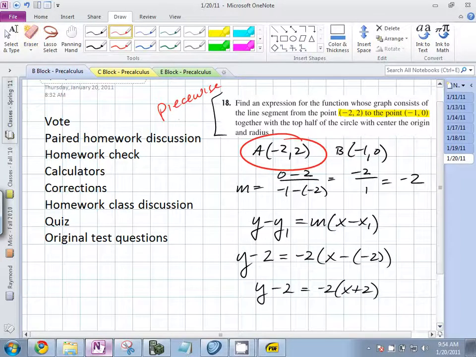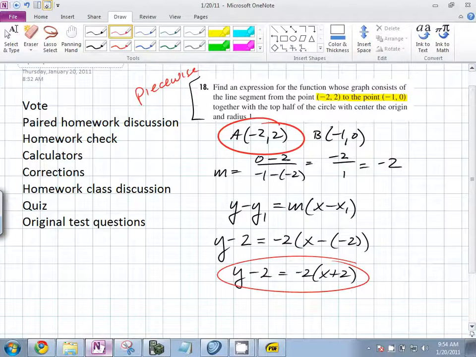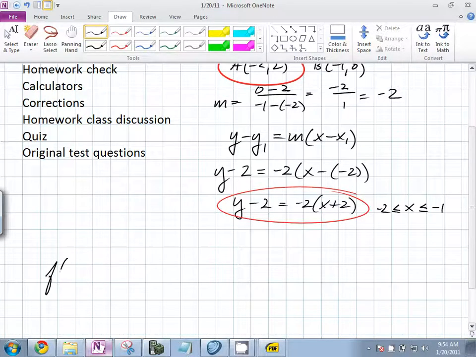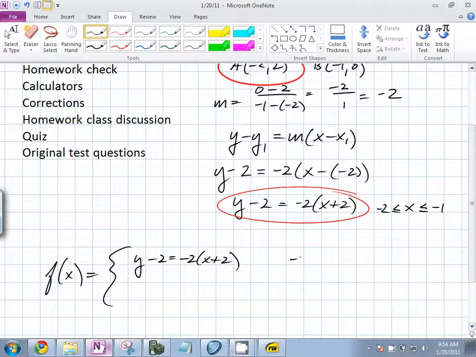So that first piece is this function. What's the domain of this function? What's the smallest x value it can cover? Nope. -2. The domain here is going to be -2 all the way to -1. So it's from -2 to -1. So the first part of this function, f of x, is going to equal y minus 2 equals -2 times x plus 2 when that's the domain. So we've done the first part.